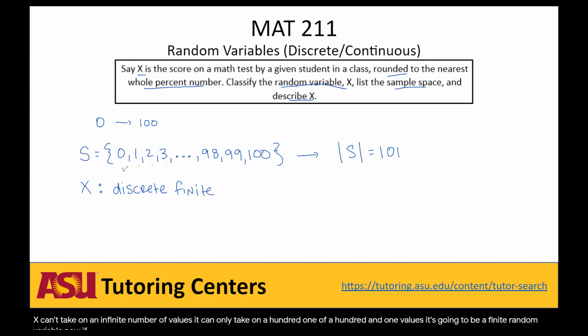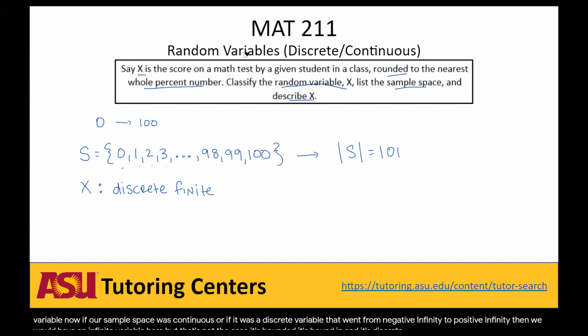Now, if our sample space was continuous, or if it was a discrete variable that went from negative infinity to positive infinity, then we would have an infinite variable here, but that's not the case. It's bounded and it's discrete. So we know it's finite.